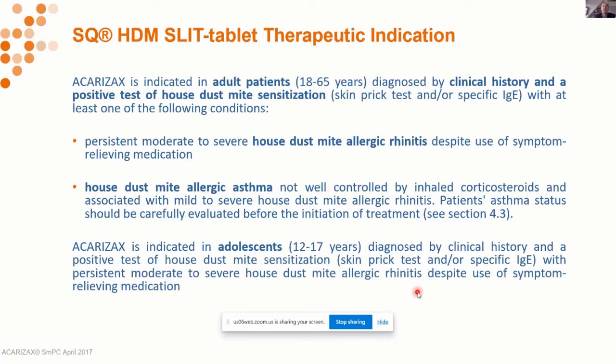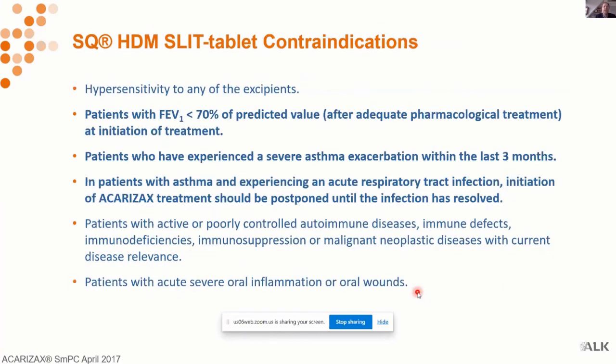And which patients should not be treated? These are the patients with the FEV1 below 70%, but after adequate pharmacological treatment. Meaning if a patient has not used his inhaled corticosteroids in the last 3 weeks, and therefore the FEV1 is below 70%, then first the patient should be compliant again, use the ICS, and if the FEV1 is then above 70%, then you can start.